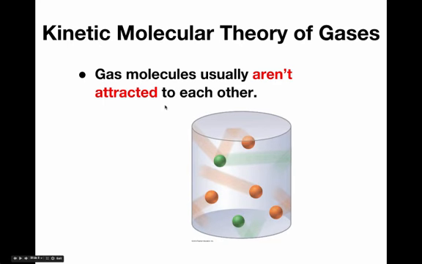Next idea that's part of this kinetic molecular theory of gases. This idea is basically that the gas molecules usually are not attracted to each other. So see this green atom over here, if it bounces into another green atom, they're probably not going to stick together. They're just going to bounce off of each other like billiard balls. And the same thing with the orange ones, and if a green one bounces into an orange one, again, they're probably not going to stick together. They're not attracted to each other.